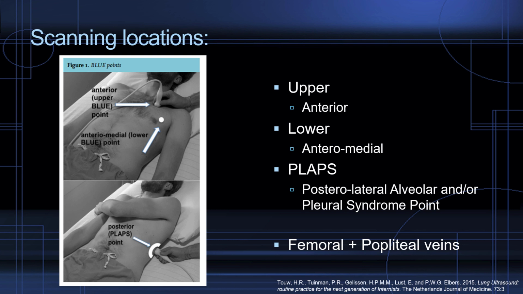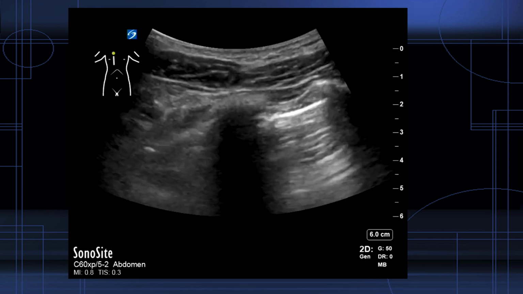The BLUE protocol only has 3 points per hemithorax to scan, so 6 in total. There's the anterior or upper BLUE point, the anteromedial or lower BLUE point, and finally the posterior or PLAPS point, which is generally as far behind the posterior axillary line as the bed will allow you to go at the level of the diaphragm. Lastly, in one type of circumstance, you will have to scan the legs for DVTs, which I'll cover in the next slide.